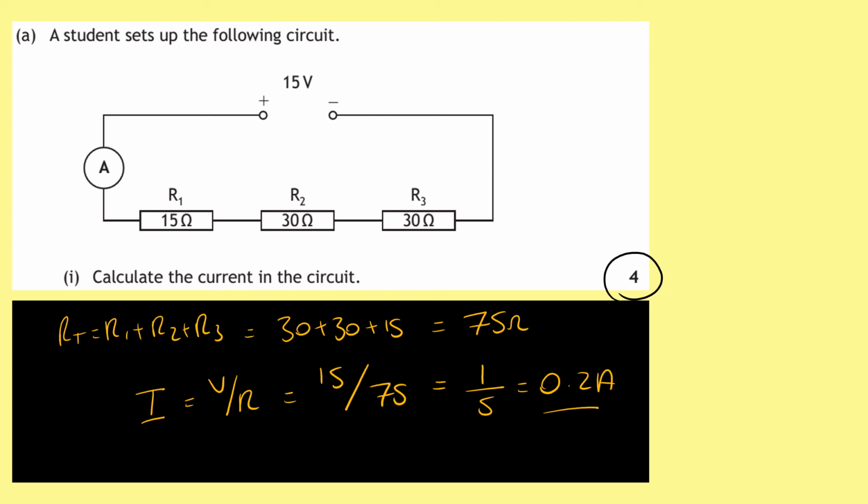1 mark for the resistance, 3 marks for this. See if you don't work out that total resistance first, you only get 1 mark for the correct equation here using Ohm's law. So you've got to be very careful.